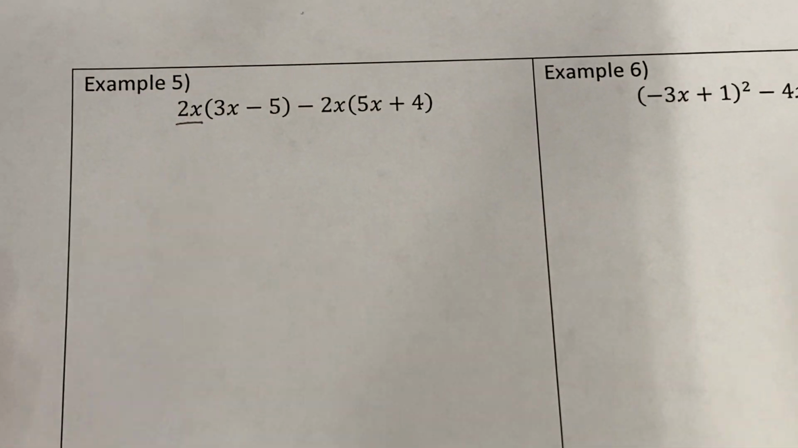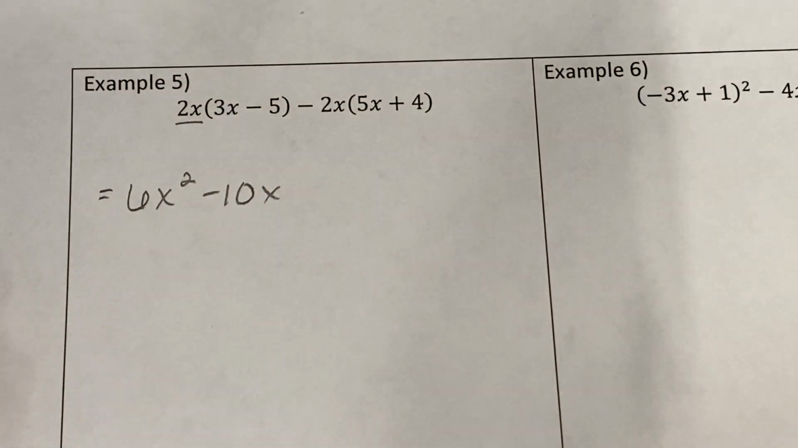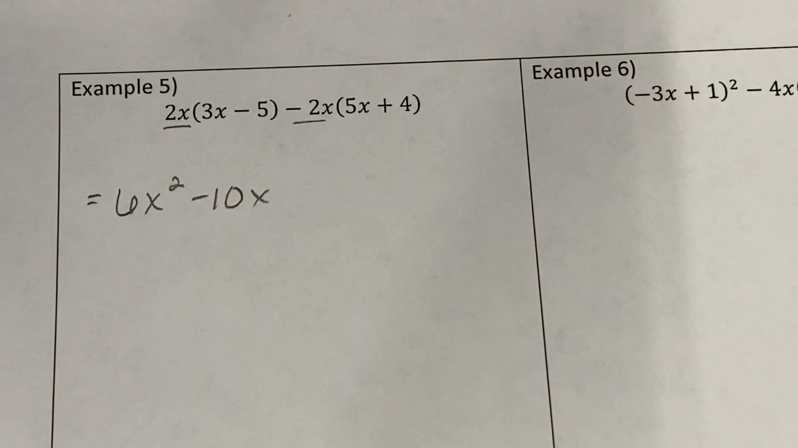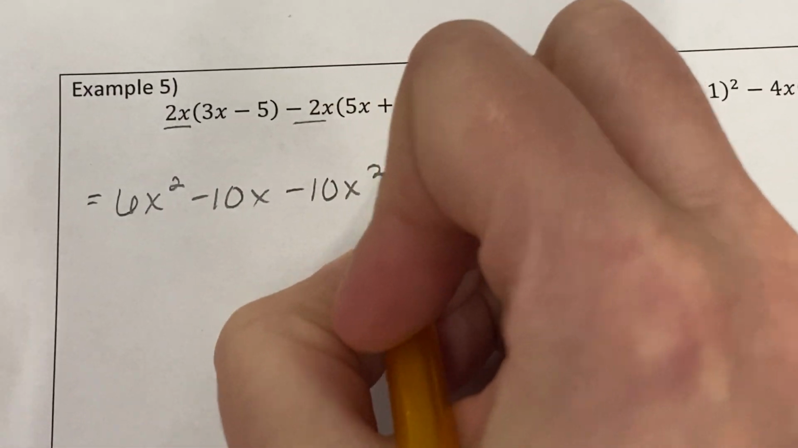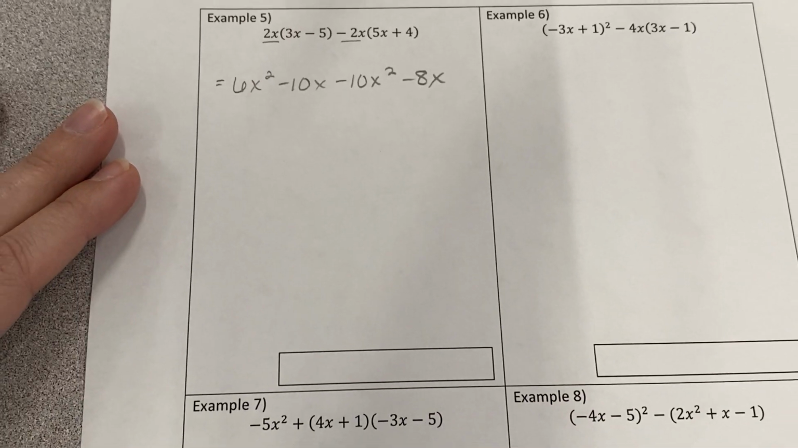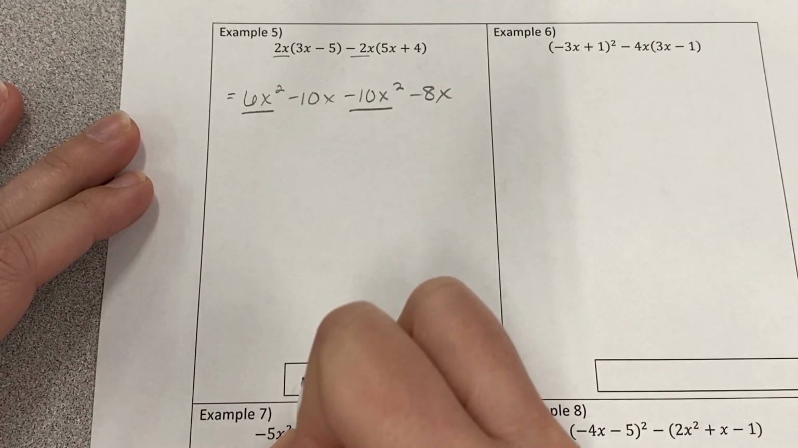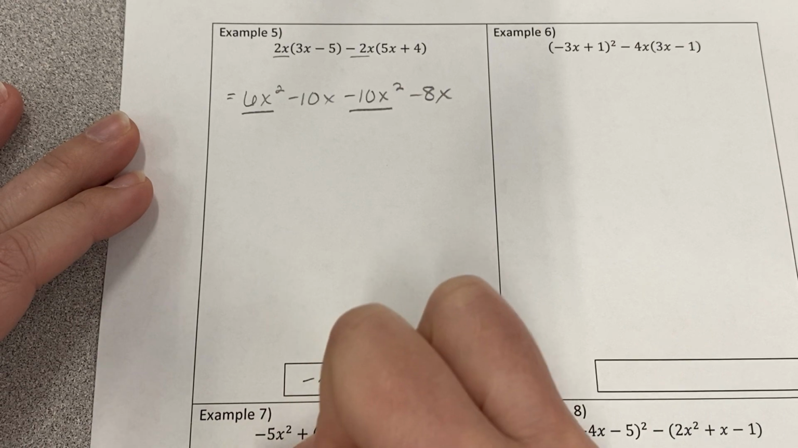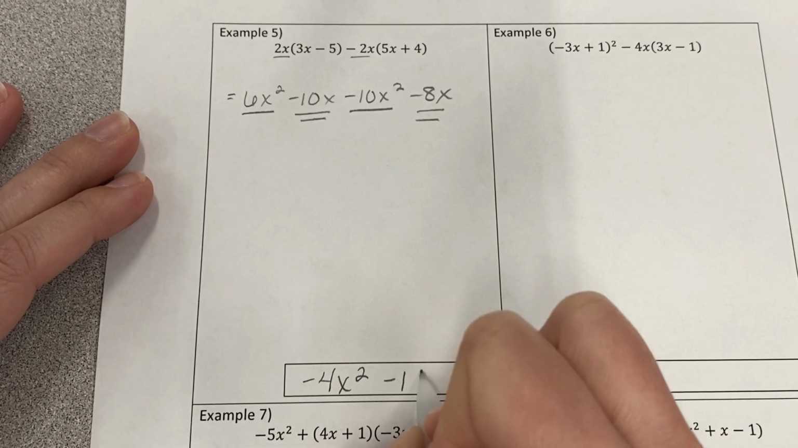Here, let's distribute this 2x. So 6x squared minus 10x. Now here, I'll distribute a negative 2. That way the minus sign is already distributed throughout the quantity. So that would give me negative 10x squared minus 8x. So when I combine like terms, will this all fit? Here, if I go back out, it will. All right, 6x squared minus 10x squared is negative 4x squared. Negative 10x minus 8x is negative 18x.